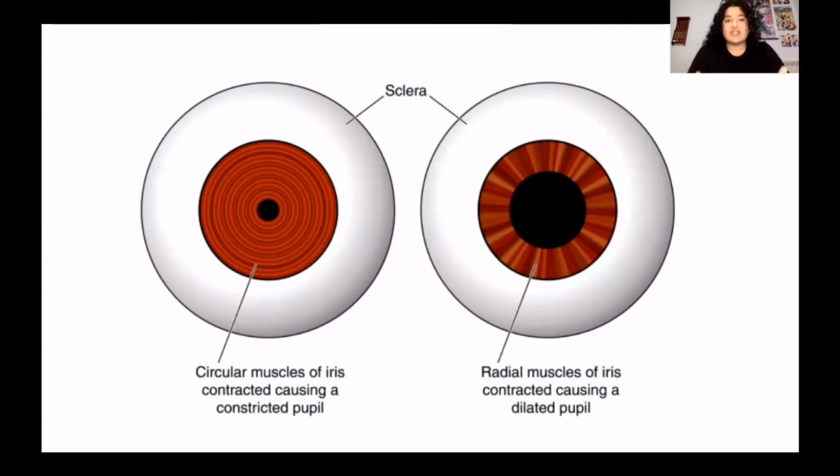A second adjustment occurs during the accommodation reflex. When objects are viewed from a distance, the pupil dilates in an attempt to capture as much light as possible. And when objects are viewed close up, the pupil constricts in an attempt to bring the image into sharper focus. And if you see here, this is the circular muscles of the iris contracted, causing a constricted pupil, and this is a dilated pupil.